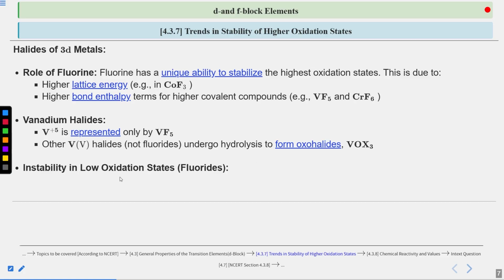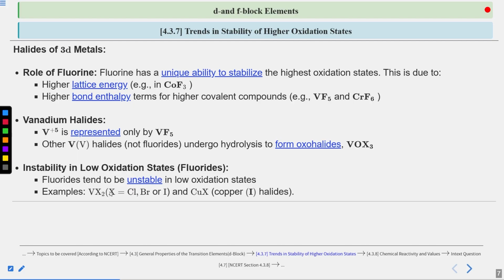Now, instability in the low oxidation states shown by the fluorides. So fluorides tend to be unstable in the lower oxidation state. So the elements which are existing in the lower oxidation state do not form the fluorides. Okay, why? Because the fluoride of the 3D metal in the lower oxidation state is unstable. For example, VX2, vanadium dihalide, where X is only chlorine, bromine, and iodine, not fluorine.